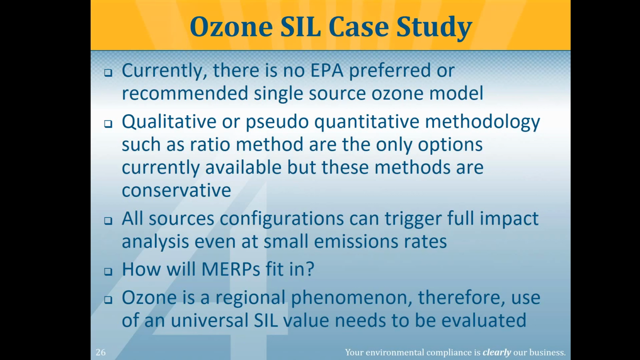And one of the other things which came to my mind is that ozone is a highly regional phenomenon. The way ozone formation happens in Texas is completely different than the way it happens in Pennsylvania, and it's completely different than the way it happens out west. The ozone chemistry involved is completely different. So how is it fair to have a universal single SIL value? Is that variation in geography and formation being evaluated in this noise or the air quality variability analysis? So those are some of the questions which were raised.